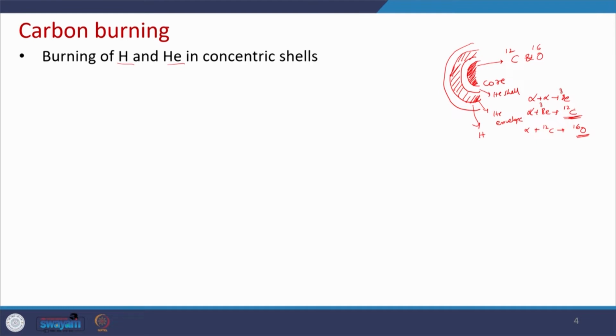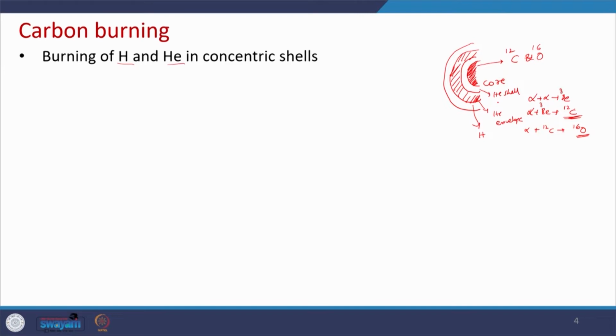Once hydrogen is exhausted, helium is there within the core, and around the helium core we were discussing the hydrogen burning in the shell. Similarly, once helium gets exhausted, then around the core within which carbon and oxygen are there, because they are the ashes of helium burning, you have a helium shell. Not only that, as it expands, you can always imagine a helium envelope.